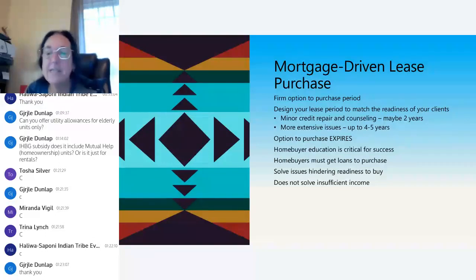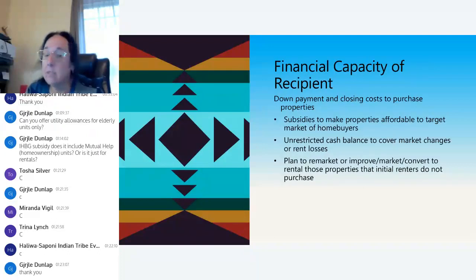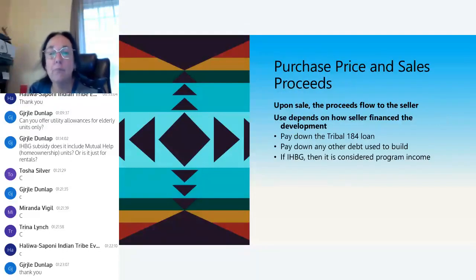Homebuyers must get loans to purchase, solve issues hindering their readiness to buy, and does not solve insufficient income for your families. So consider the financial capacity of the recipient, down payment and closing costs to purchase the property, subsidies to make properties affordable to target the market of your home buyers, unrestricted cash balance to cover market changes or rent losses, and a plan to remarket or improve market or convert to rental those properties that the initial renters do not purchase.